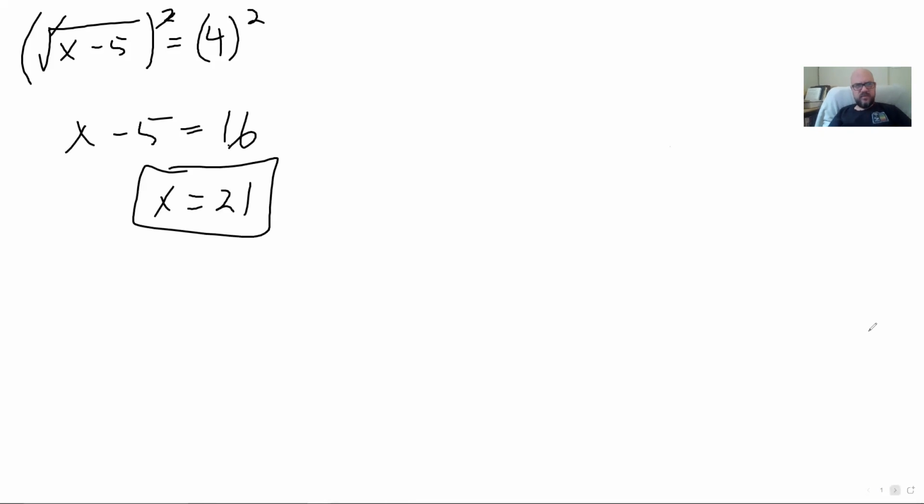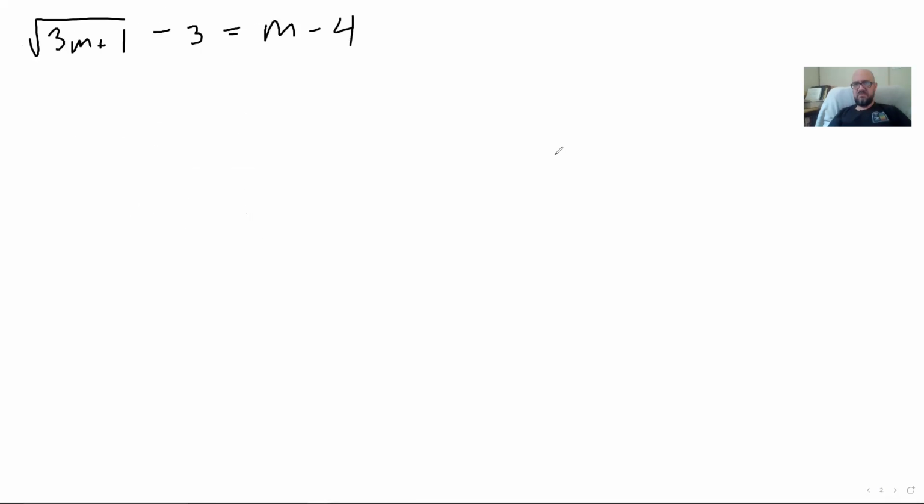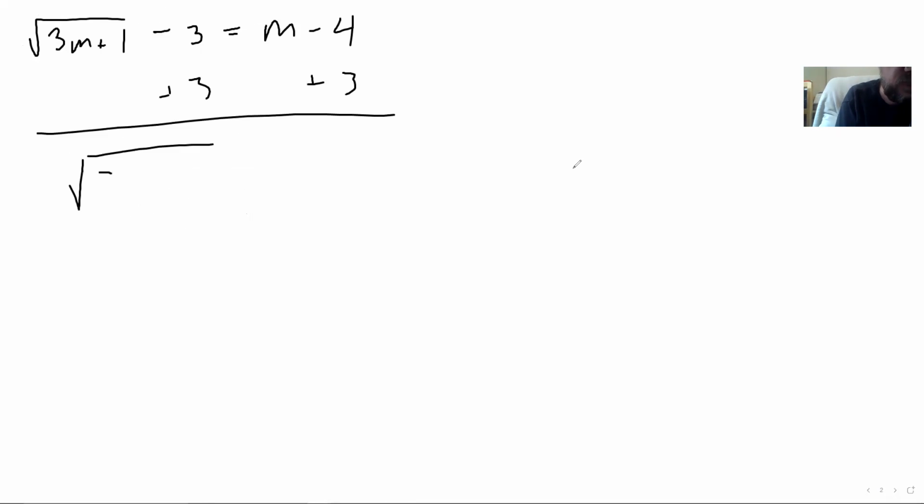Okay, that one's easy. How about this one? That doesn't look that much different, but this one's much harder. Here's why it's hard. I want to get down to the situation I was in last time, where I just have a square root on one side and the other stuff on the other side. So I'm going to add 3 to both sides. So I have the square root of 3m plus 1 equals m minus 1.